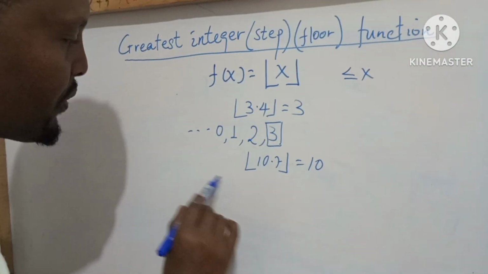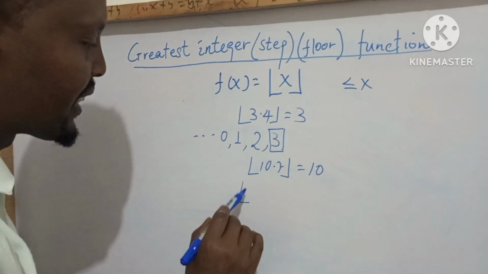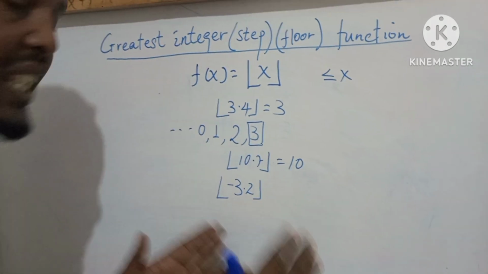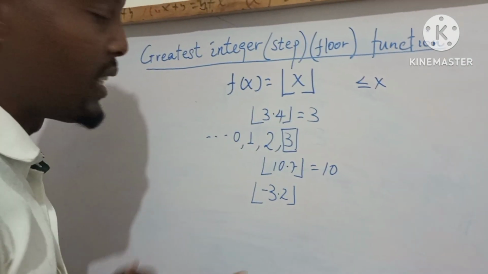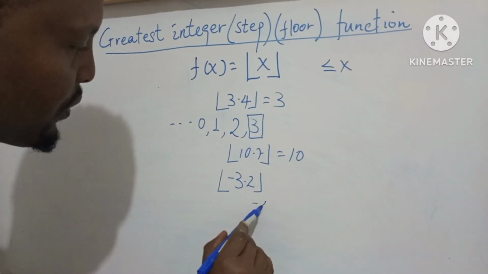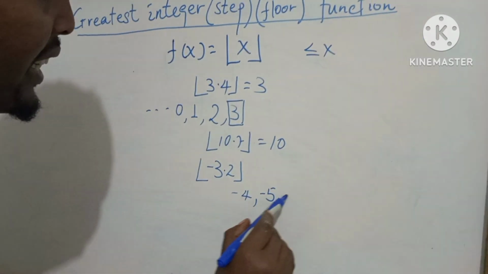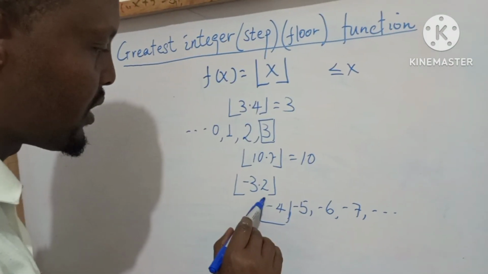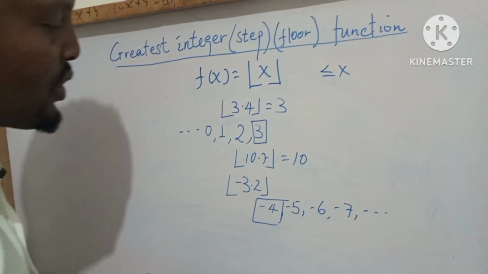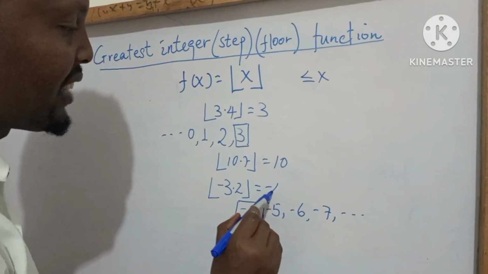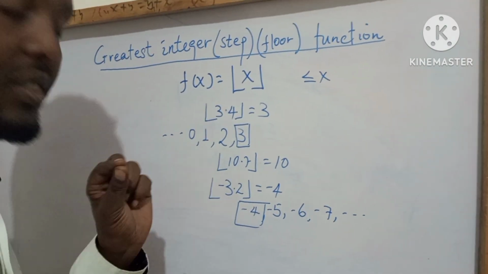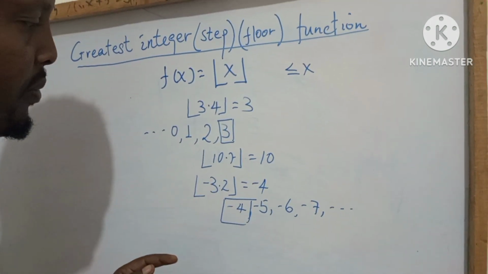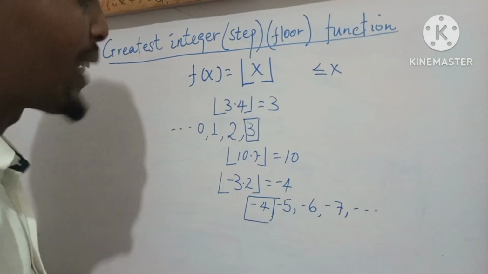If we take a negative number, for example, the greatest integer of negative 3.2, let's list integers which are less than this number. Integers less than this number are negative 4, negative 5, negative 6, negative 7, and so forth. So negative 4 is the greatest. So the greatest integer of negative 3.2 is negative 4. Don't say negative 3, because negative 3 is greater than negative 3.2, not less than.